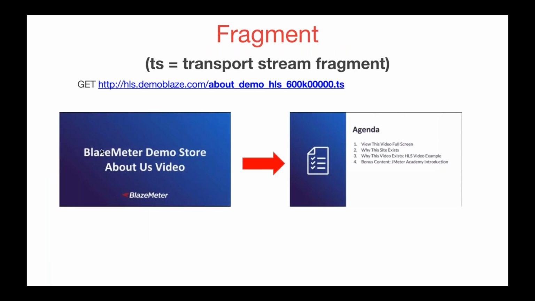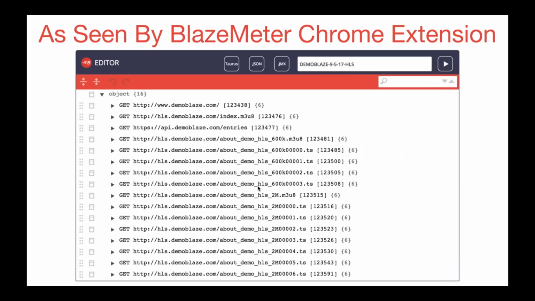And that's going to look something like this. That's a bit of video that has the beginning of the About Us video and maybe leads to the agenda slide, right? So let's take a look if we were to use the BlazeMeter Chrome extension, which by the way is free. If all you need is Chrome, go to the Chrome store and grab it. Just search BlazeMeter on the Chrome store. What I did here is I went to the demo site you're going to see in just a moment, and I turned on recording. I refreshed the home page. And then I clicked on the About Us video and let it play a bit.